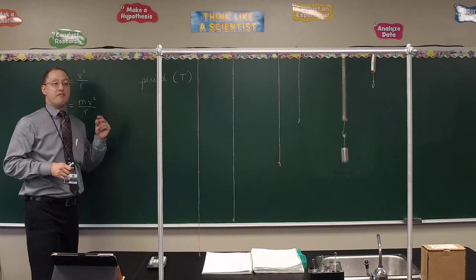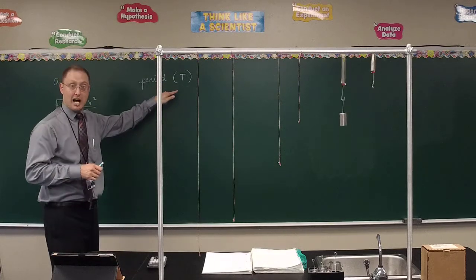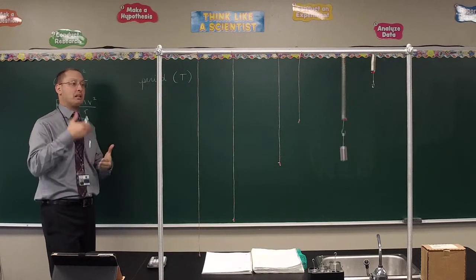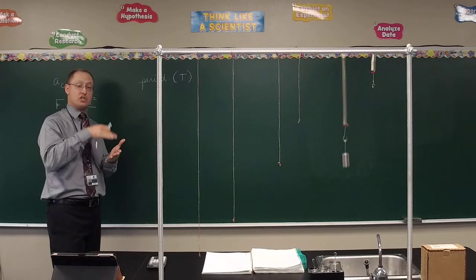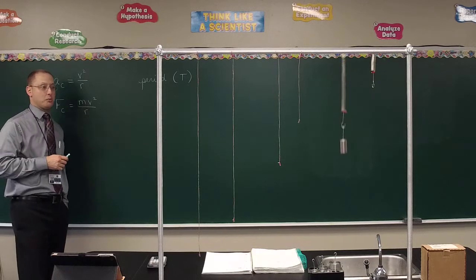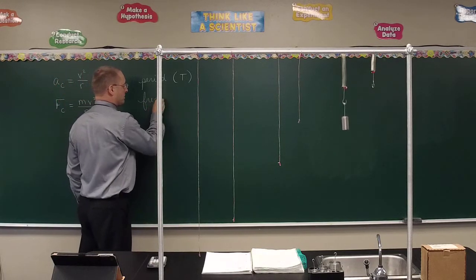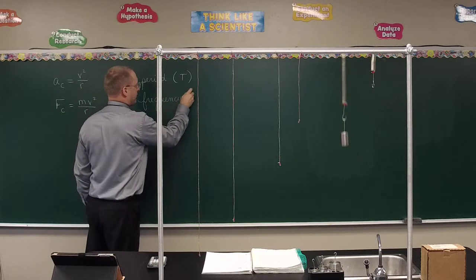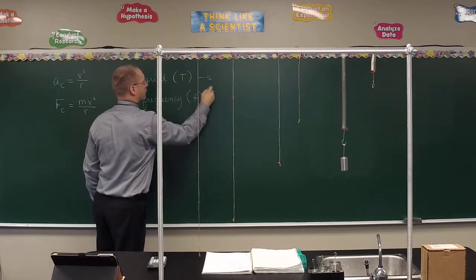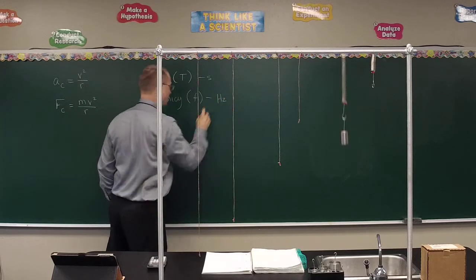Now, the faster it moves, the less time it takes to oscillate, the more rapidly it oscillates, the more oscillations it accomplishes per unit time. Number of oscillations per unit time, class, we call frequency. We represent frequency with the letter F. And we measure frequency in hertz per second, or hertz.